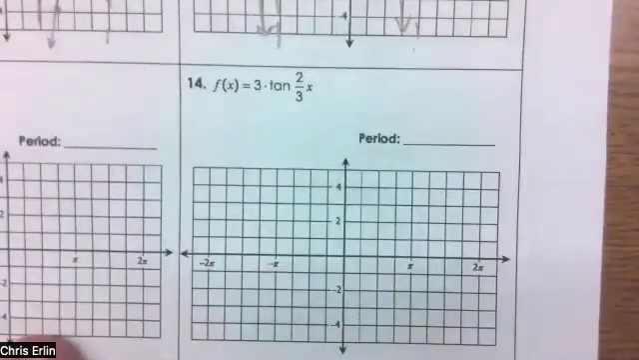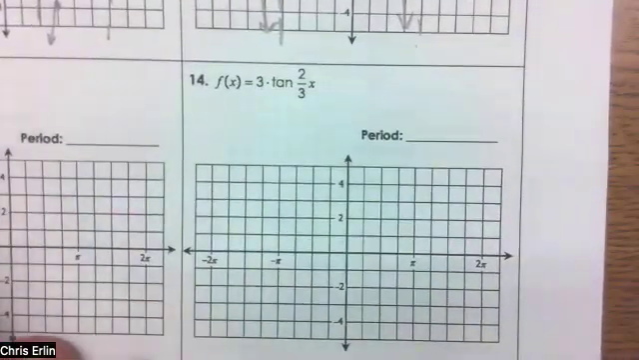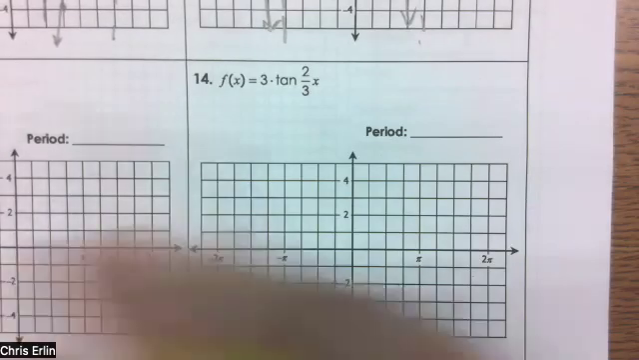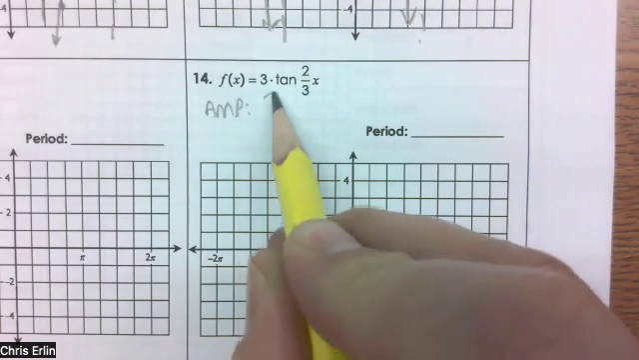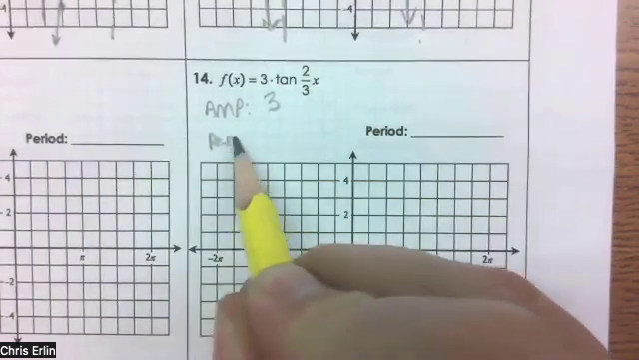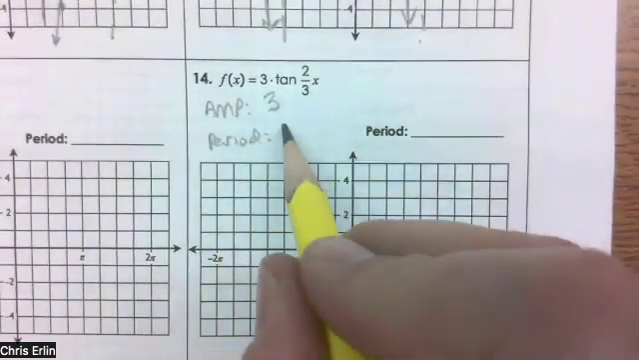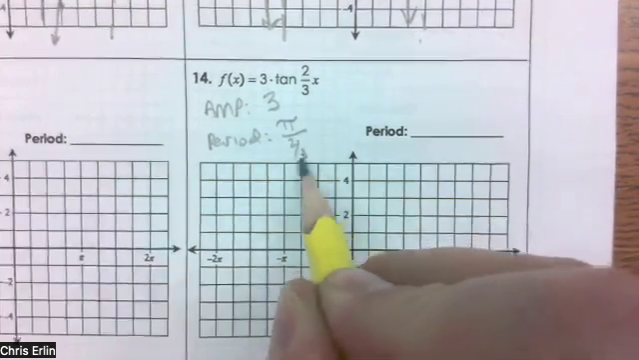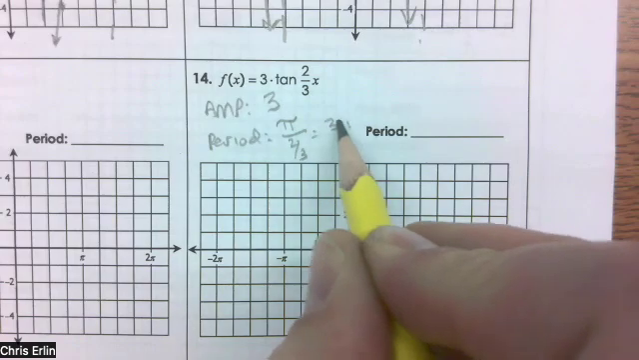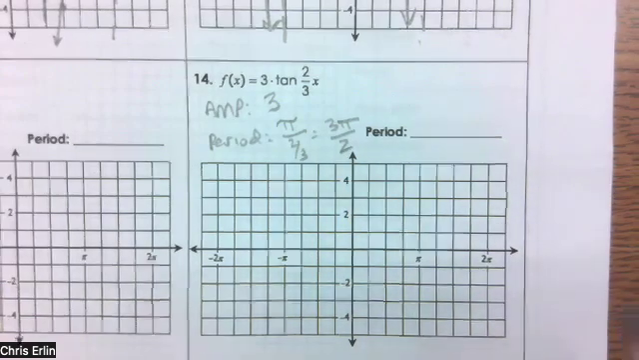Take a look at 14 here. Please try this one yourself now. Right, let's take a look. What's our amplitude? Good. And what's our period? So it's full period of pi divided by 2/3, which is 3 pi over 2. That's a weird one.